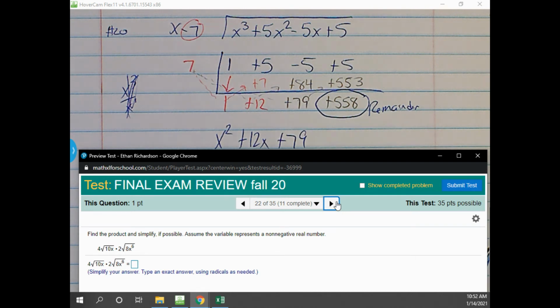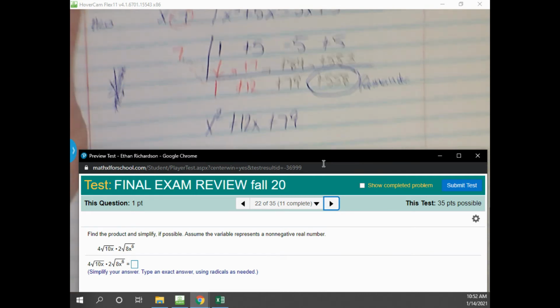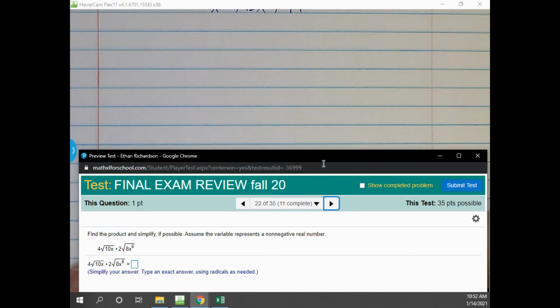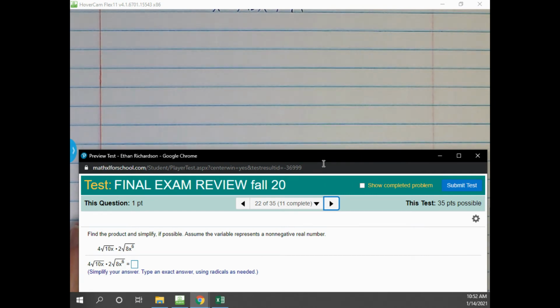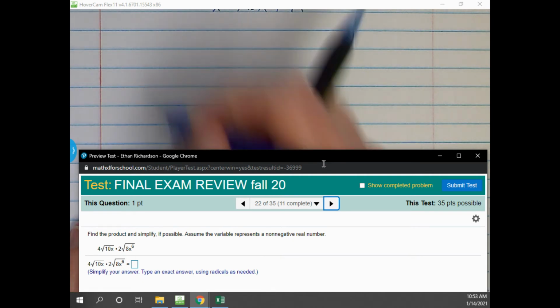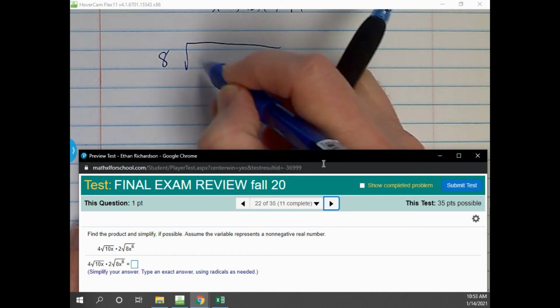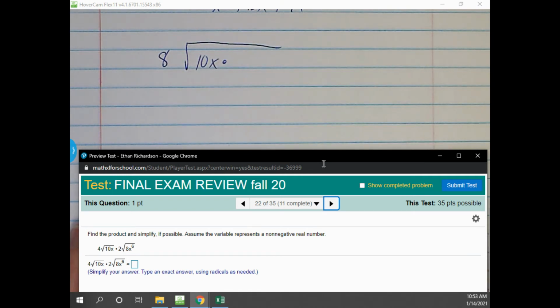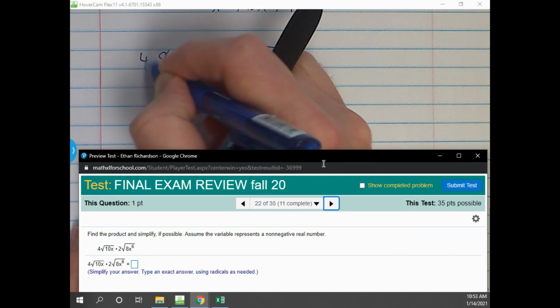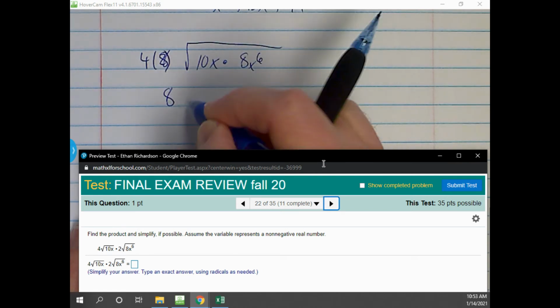All right, 22, find the product and simplify. Okay, so for this one, we're going to do some multiplying first. So when you're multiplying, you have to do two different things. You're going to multiply the outside numbers together first. So we're going to do 4 times 2 to get 8 on the outside. And then on the inside, we're going to do 10x times 8x to the 6th. So on the outside, we did 4 times 2, which is 8. On the inside, go ahead and multiply this together.